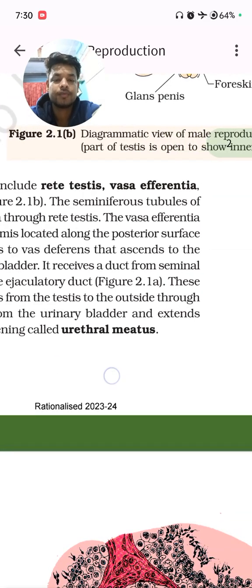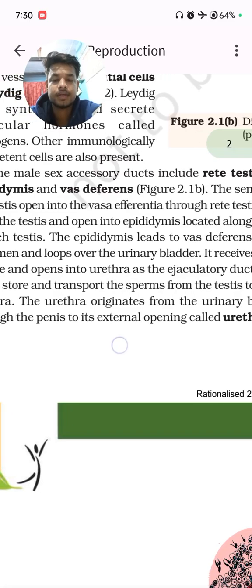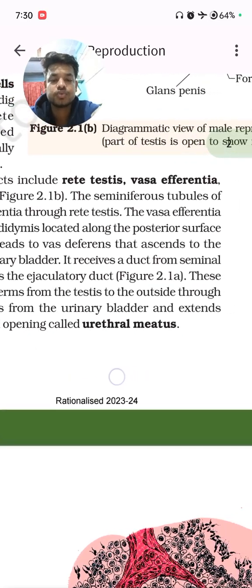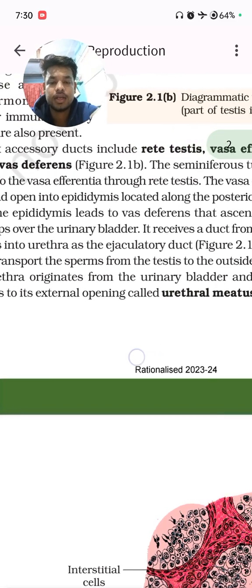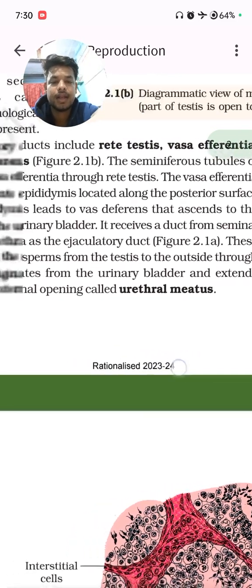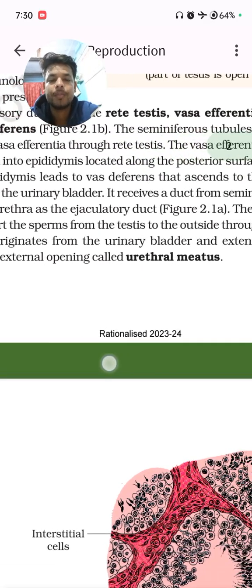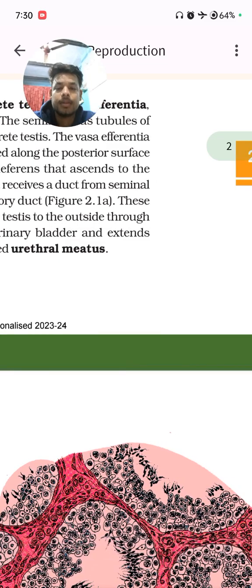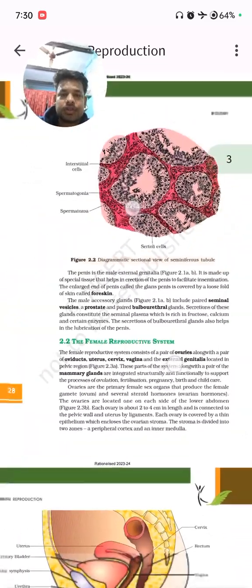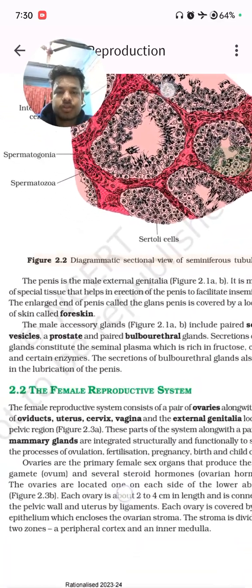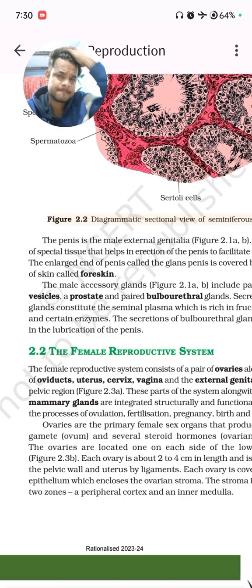Figure 2.1a. These ducts store and transport the sperm from the testes to the outside through the urethra. The urethra originates from the urinary bladder and extends through the penis to its external opening called the urethral meatus. Now we are going on page number 3. Here we see the structure of the Sertoli cell. Now we move on to further reading.